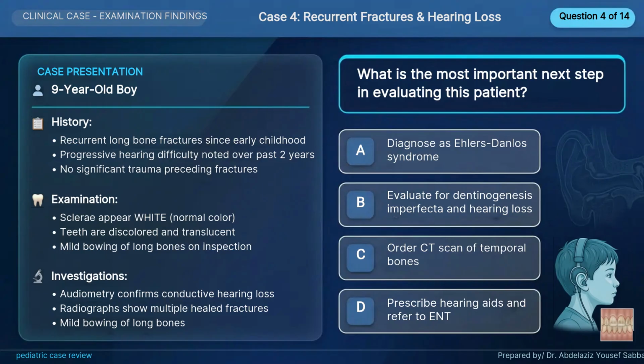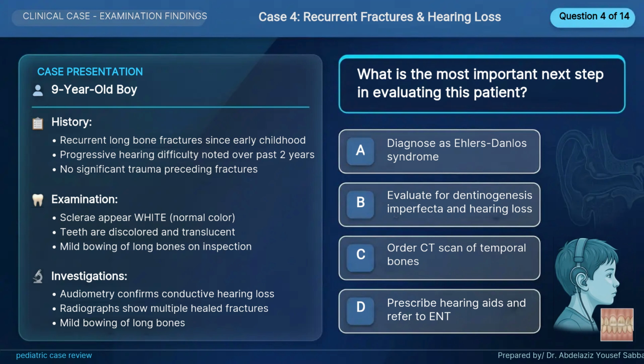Case 4. A 9-year-old boy has a history of recurrent long bone fractures since early childhood and progressive hearing difficulty noted over the past 2 years, with no significant trauma preceding fractures. On examination, sclerae appear white with normal color, teeth are discolored and translucent, and mild bowing of long bones is noted on inspection. Investigations reveal audiometry confirming conductive hearing loss, radiographs showing multiple healed fractures, and mild bowing of long bones. What is the most important next step in evaluating this patient?